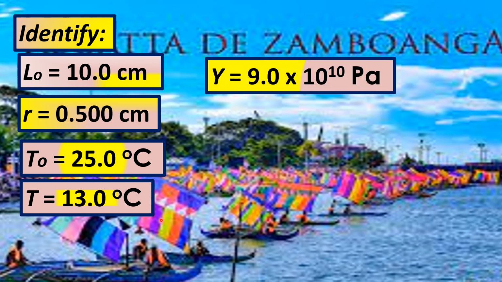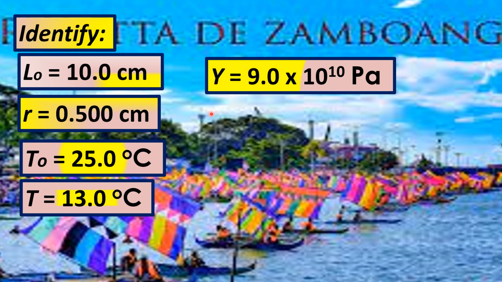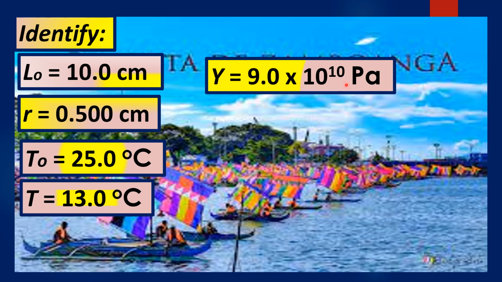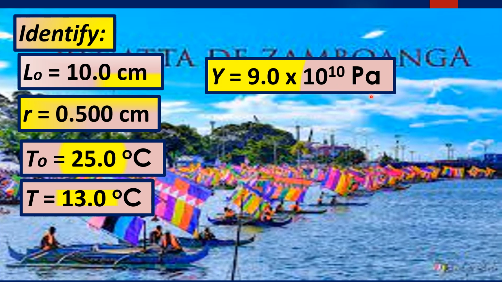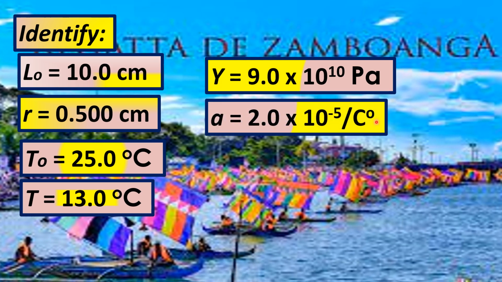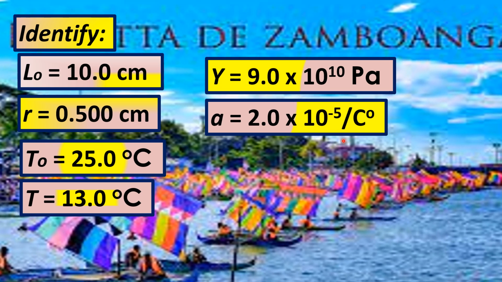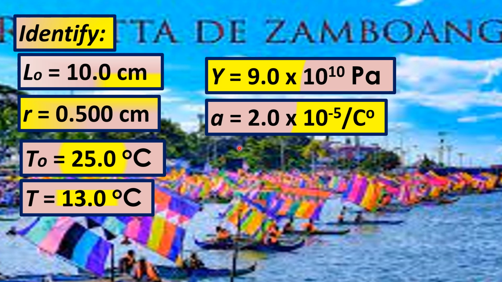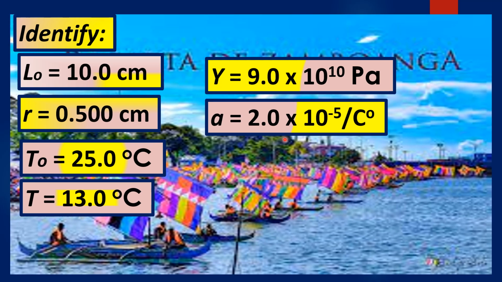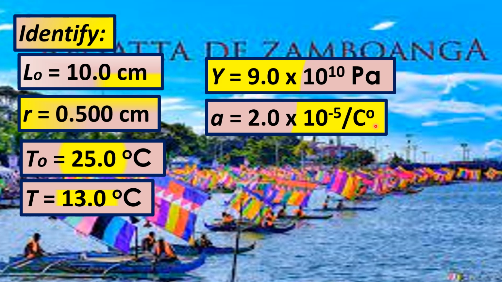We're also given the Young's elastic modulus of the material brass, which is equal to 9.0 times 10 to the 10th power Pascal. And the coefficient of linear thermal expansion for brass, denoted by alpha, is given as 2.0 times 10 to the negative 5 power per Celsius degree or per Kelvin.